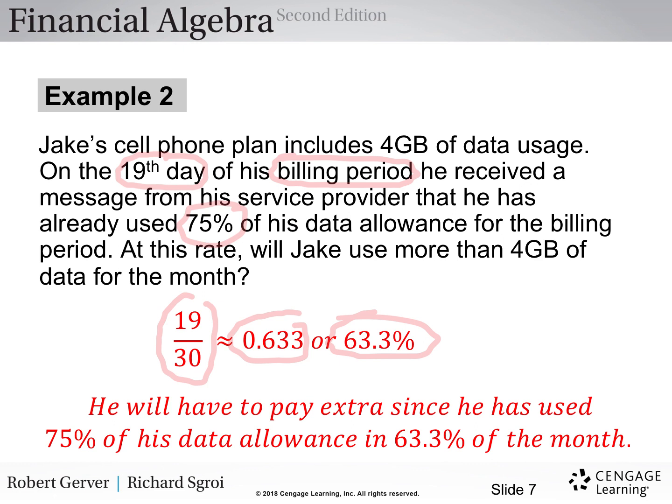So he's gone 2/3 of the month approximately, but he's already used 3/4 of his data. If he keeps at the same rate, he definitely is going to use more than 4 gigabytes, since he's already used 3/4 of his data in 2/3 of the billing period.